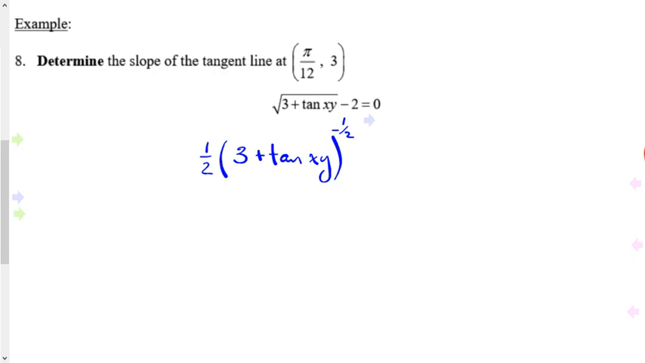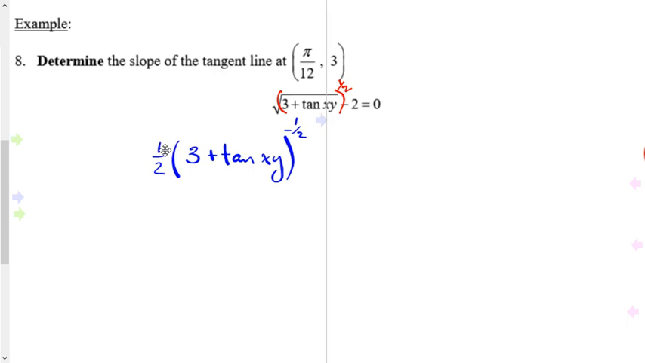This isn't the entire derivative yet. This is just the first stage. So what I did was I considered this square root as being brackets to the exponent a half, bring the half down in front, subtract 1 from the exponent, keep the inside unchanged. So that's the first layer to this derivative, and that's part of a chain rule.